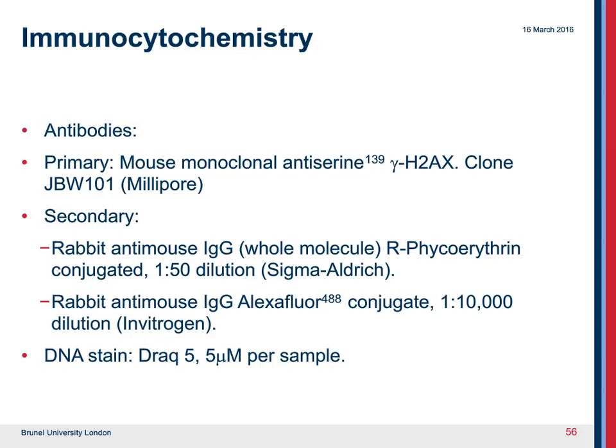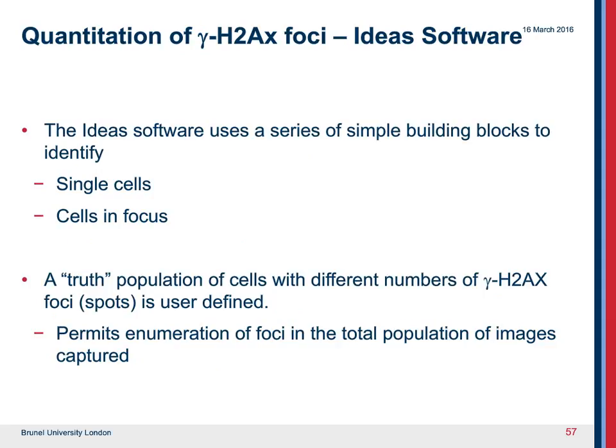In order to quantitate gamma H2AX foci, you use the IDEAS software, which comes with the Amnis imaging flow cytometer. And you follow a simple set of instructions to identify first the number of single cells that you have, then cells in focus, and then you define a truth population of cells with different numbers of gamma H2AX foci that you identify yourself. And then this allows the IDEAS software to enumerate all of the foci in all of the cells in your sample run.